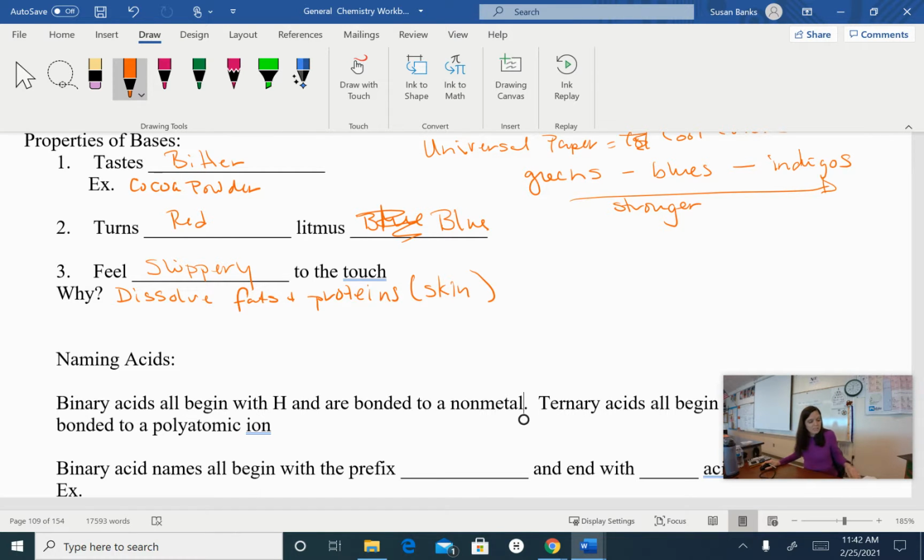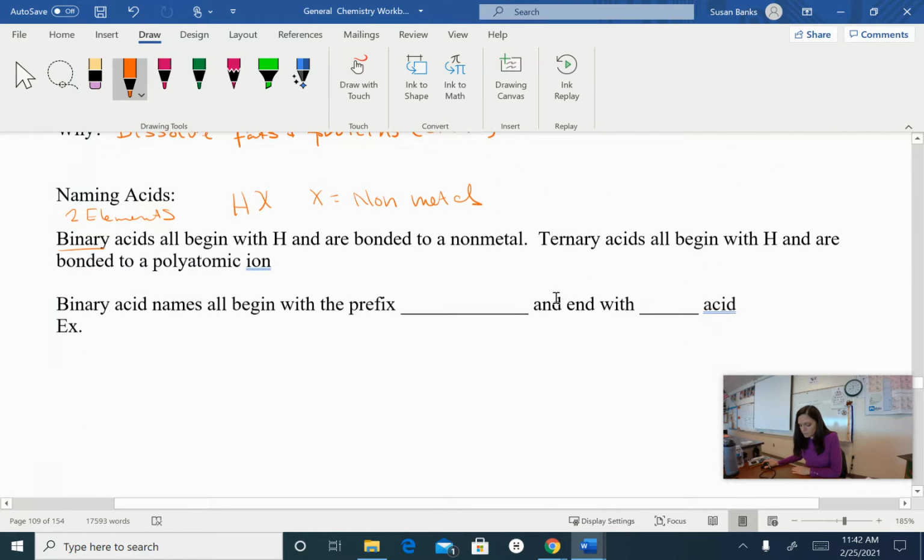Okay, so let's name acids really quick. There are two types of acids. There are acids that we call binary. Bi means two. So this is two-element acids. And they start with hydrogen, and then they have a nonmetal, where X is a nonmetal. Okay? So binary acids all begin with H, and they are bound to a nonmetal. And then we have ternary acids. They all also begin with H and are bound to a polyatomic ion.